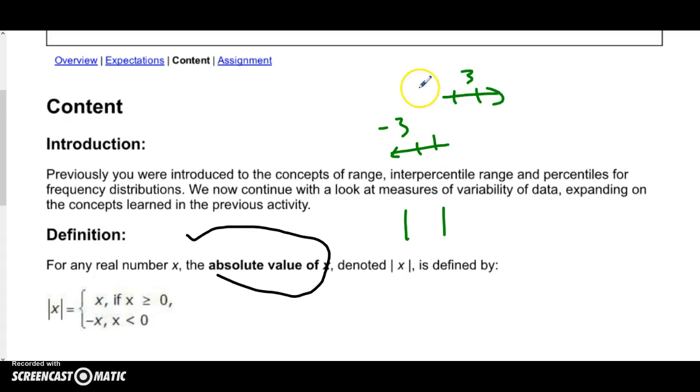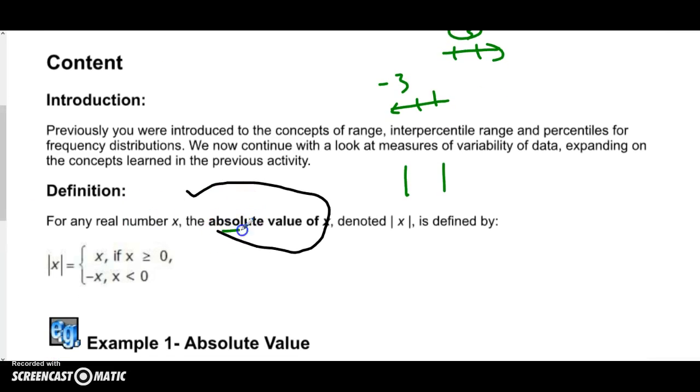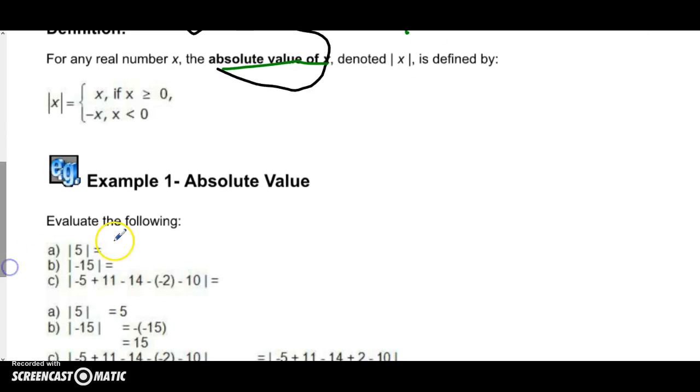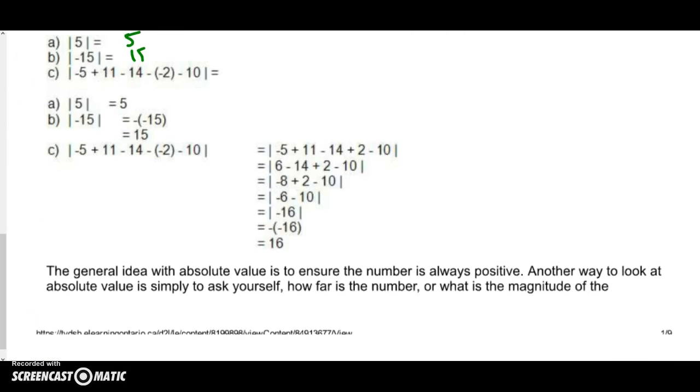These are vector quantities. They have a size and a direction. A scalar quantity has no direction, and that's what's going on when we talk about absolute values. We change a vector quantity into a scalar quantity. We don't care about the direction, we care about the size. So every number will just have a positive sign. The absolute value of 5 is 5, the absolute value of -15 is 15. Just get rid of the sign. There are more questions there, but that's the general gist of it.